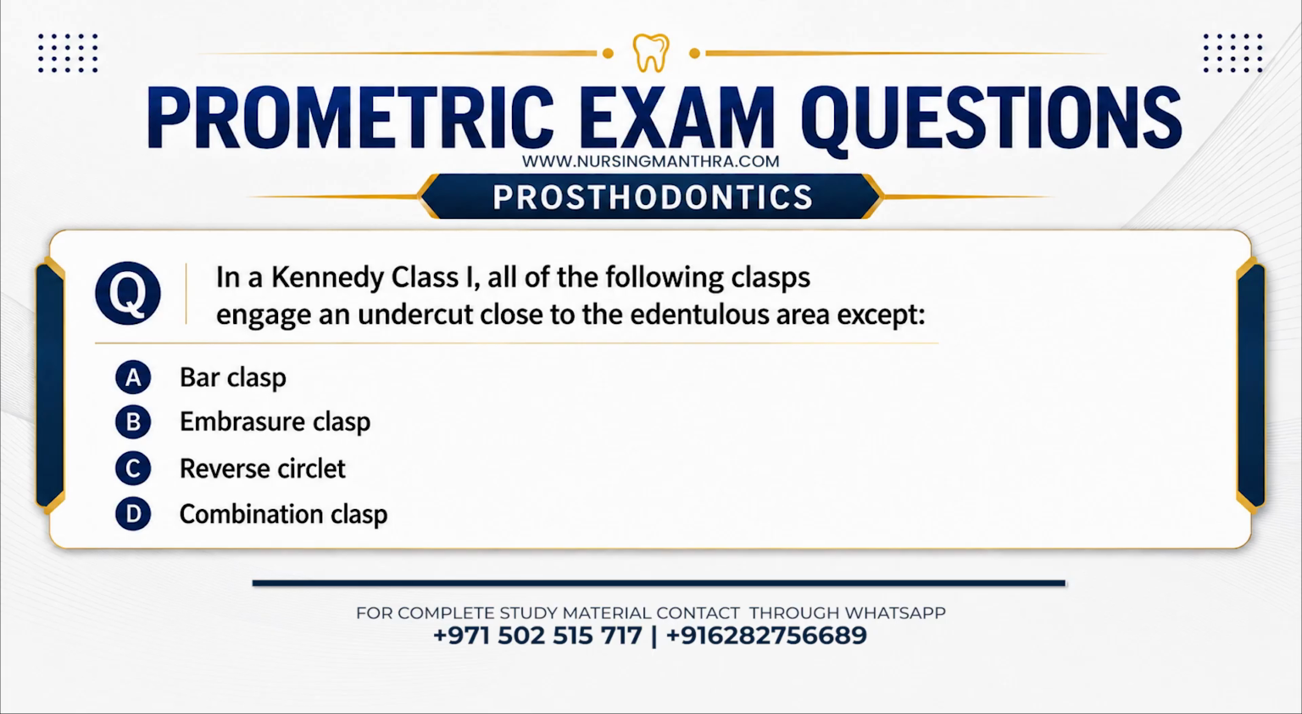In a Kennedy Class 1, all of the following clasps engage an undercut close to the edentulous area, except options: A. Bar clasp. B. Embrasure clasp. C. Reverse circlet. D. Combination clasp.